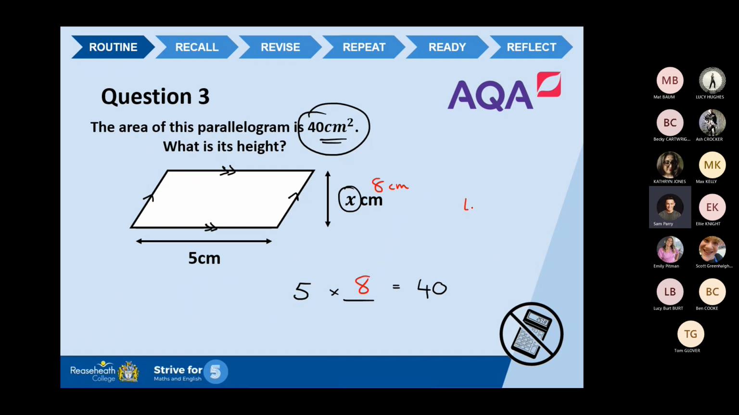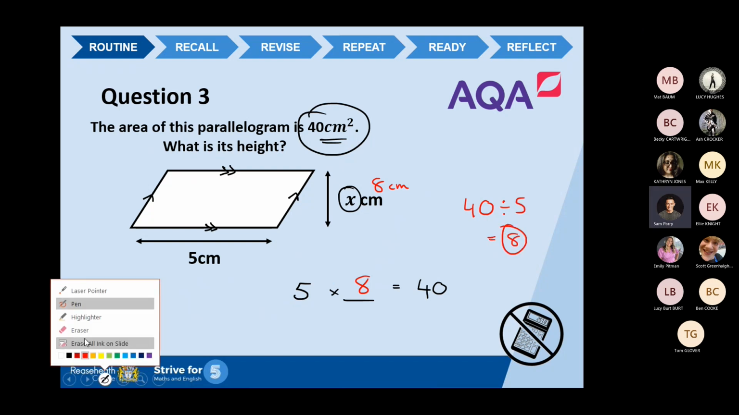Another way you could look at it is do 40 and then divide it by 5. And that gives you the 8 as well. So there's 2 different ways you can look at that question to get the answer.